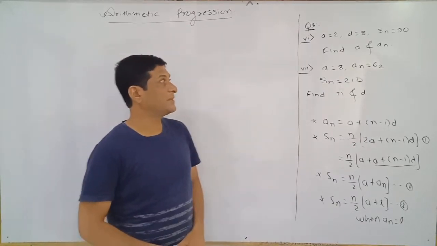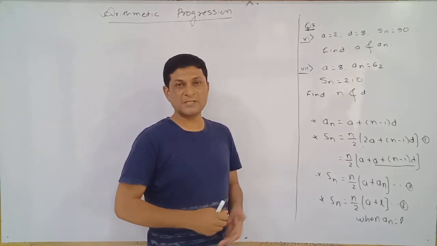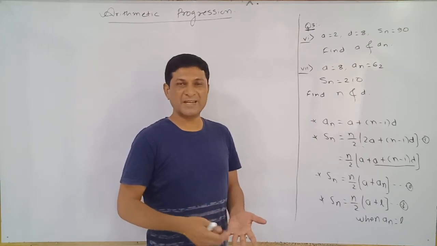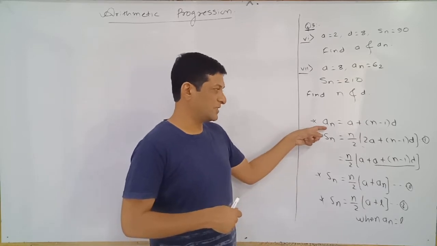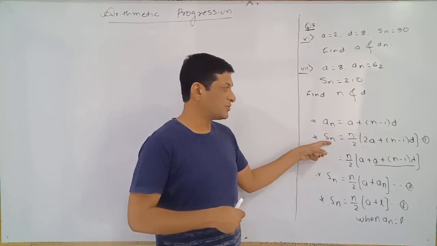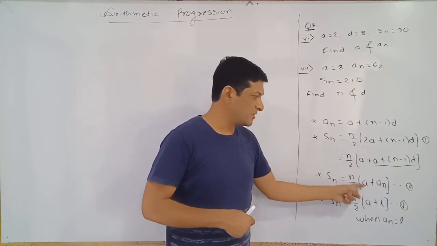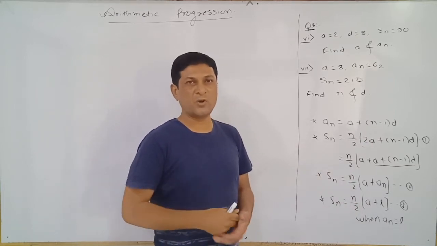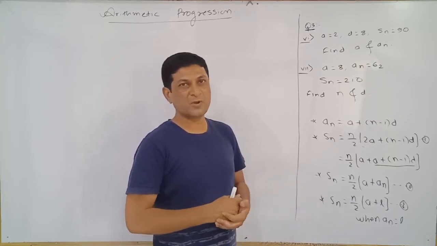Now we are starting question number 3. In question number 3, total 10 examples are there. The method to solve all the 10 examples is nearly the same. We will have only two formulas: one formula to find the nth term and one formula to find the sum of n terms. Simplifying these formulas, we get a few more results. Making use of these two formulas, we have to solve all 10 examples from this question.